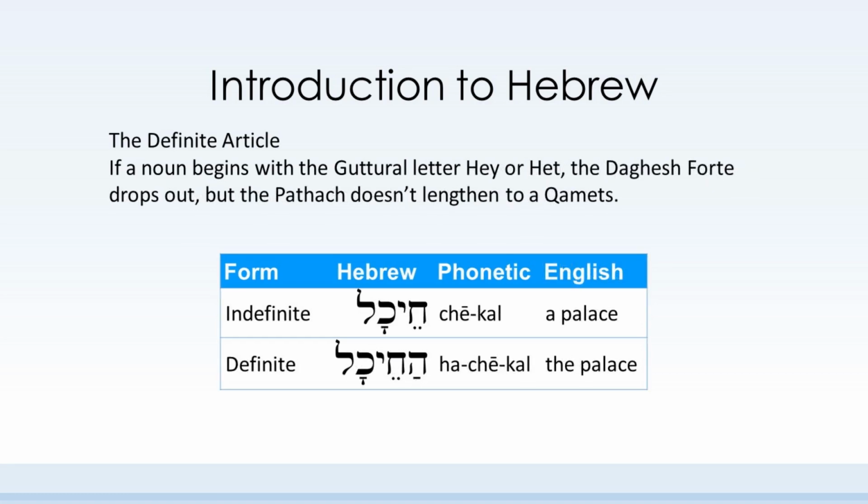If a noun begins with the guttural letter he or chet, the dagesh forte drops out, but the pathach doesn't lengthen to a kametz. In the chart below, we see two Hebrew terms. Heykal, which means a palace, is indefinite. Ha-heykal is definite, and it refers to the palace. Notice that the initial he does not have the doubling dagesh forte.